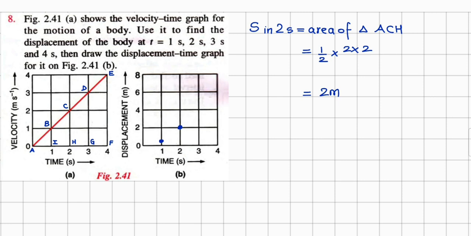Now displacement after 3 seconds. That will be area of triangle ADG. Half into base is 3, height is 3. 9 by 2, that is 4.5 meters. I will be plotting this on the graph. 4.5. It will be between 4 and 5, somewhere here. Next one, that is after 4 seconds. It will be area of triangle AEF. That will be 8 meters. So at 4 it is 8. Once again, let us join these dots with a smooth curve. So this is the displacement time graph. Next question.